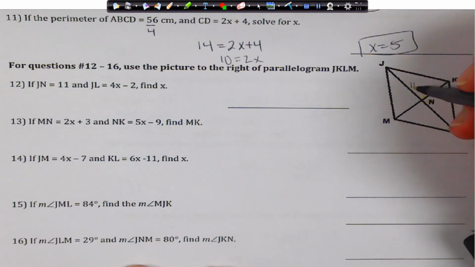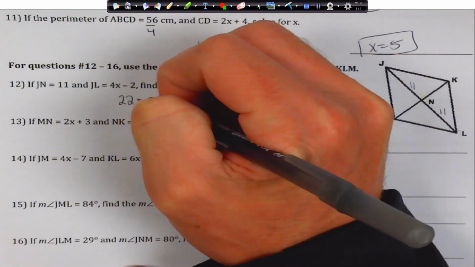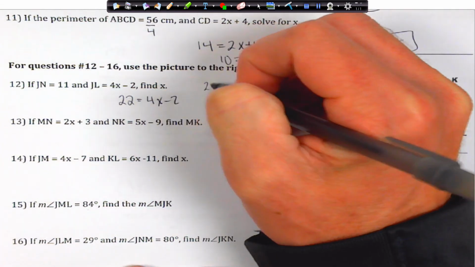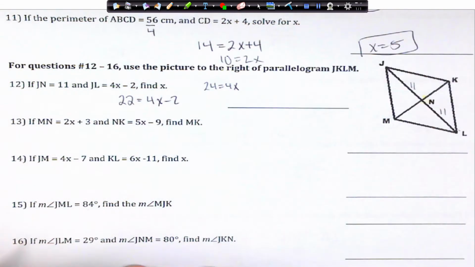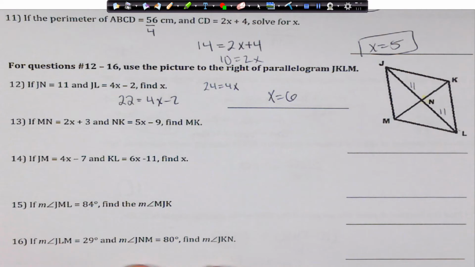Well, if this is 11, that means NL is also 11, so the whole thing, JL, is 22. So I could do 22 is equal to 4x minus 2. That means 24 equals 4x, and that goes in 6 times, so x will equal 6.